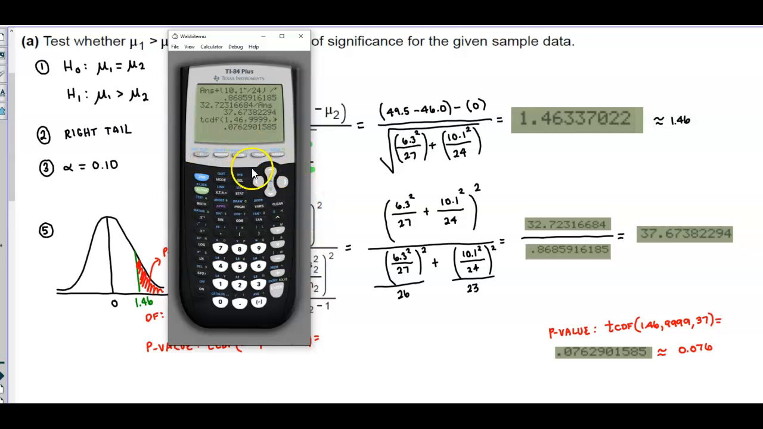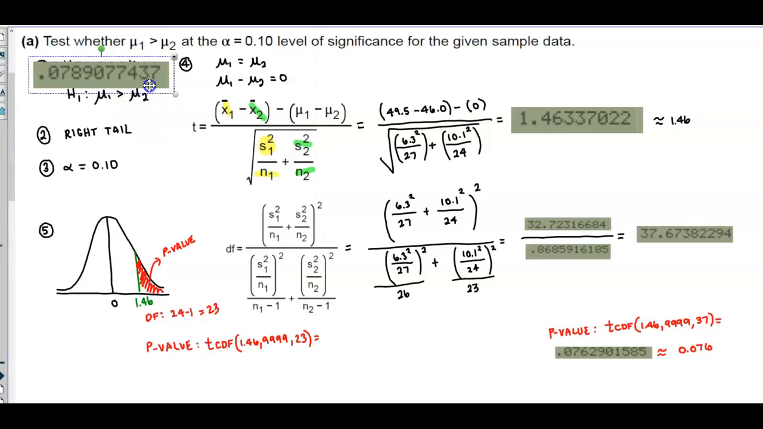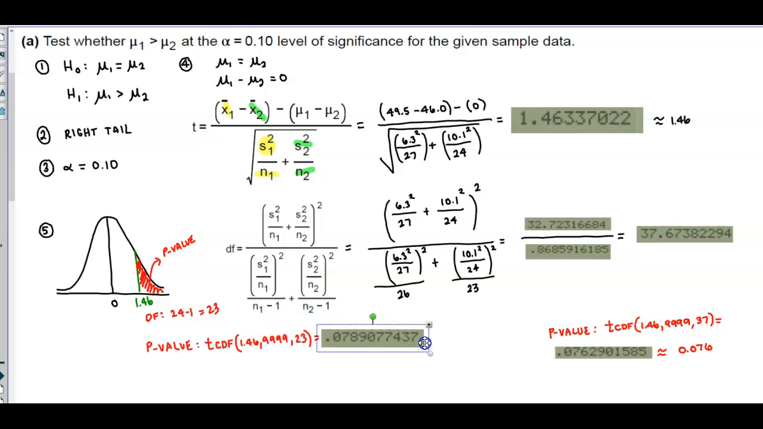Okay, so if we take tcdf, and in this case we put in the degrees of freedom to be 23 and select enter, we're going to get the following p-value. Again, when you're looking at this p-value, using the calculator in this form with the degrees of freedom of 23, it gives us something close to that, but not exact. So when we want to find the p-value there, this is going to be 0.079. So you can see how close it is, right?